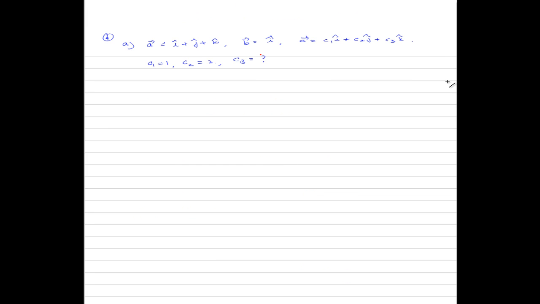Question number 4. It is given that a vector is equal to i plus j plus k, b vector is equal to i, c vector is equal to c1 i plus c2 j plus c3 k. If c1 is equal to 1 and c2 is equal to 2, find c3, which makes a vector, b vector and c vector coplanar. So very simple substitution. So it is given that a vector, b vector, c vector are coplanar.